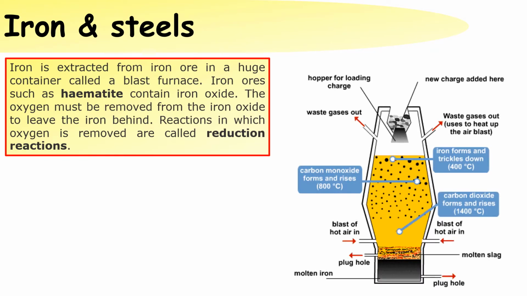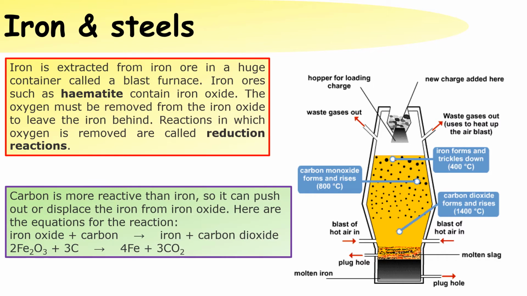This diagram shows a blast furnace. Into the top, we load in the iron oxide. We heat it to a high temperature. We blast in hot air from the bottom. By blasting in hot air at the bottom, it provides the extra oxygen needed to convert any carbon monoxide formed into carbon dioxide. It also needs to be done at a high temperature, and limestone may be added to absorb impurities.